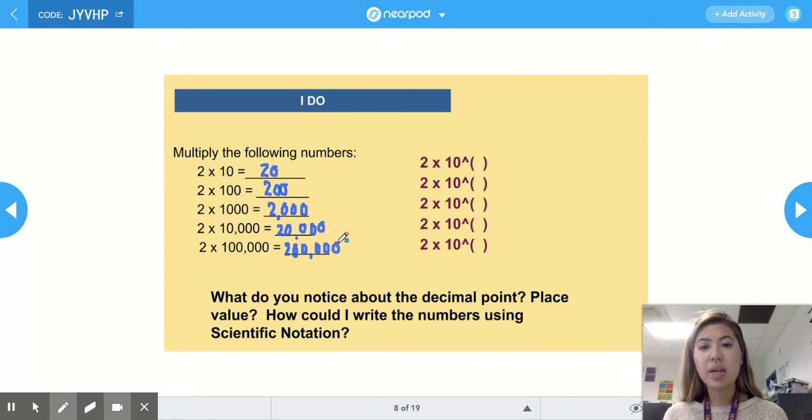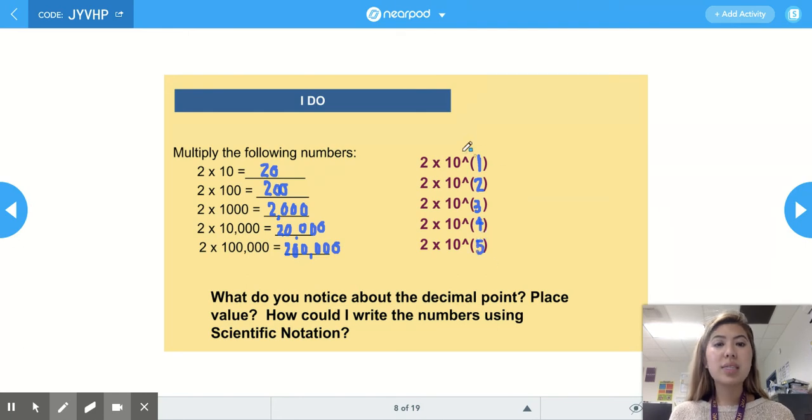We're also going to write the equations in scientific notation. So 2 times 10 is the same thing as 2 times 10 to the power of 1 because 10 to the power of 1 is 10. 2 times 100 is 2 times 10 to the power of 2 because 10 to the power of 2 is 100. 2 times 1,000 is going to be 2 times 10 to the power of 3 because 10 times 10 times 10 is 1,000. 2 times 10,000 is going to be 2 times 10 to the power of 4. 2 times 100,000 is going to be 2 times 10 to the power of 5.